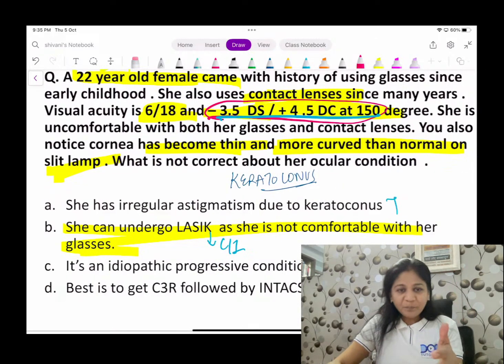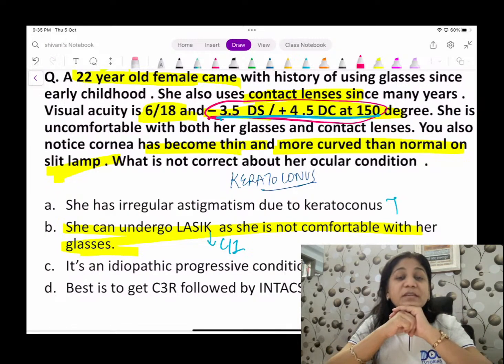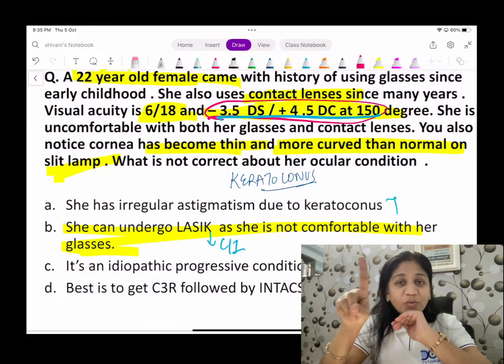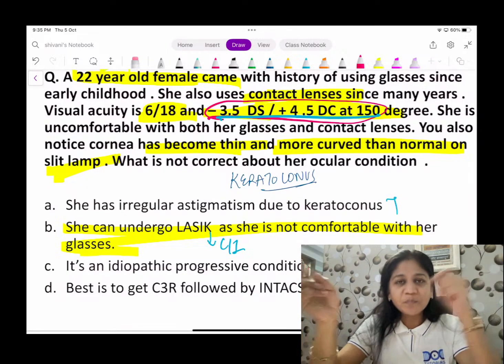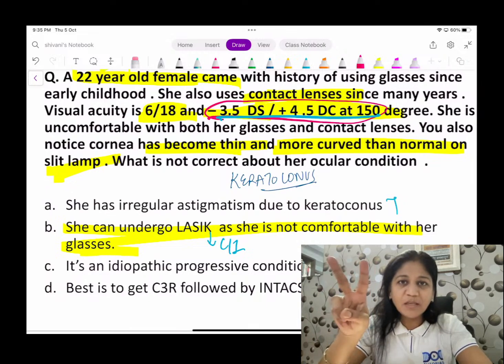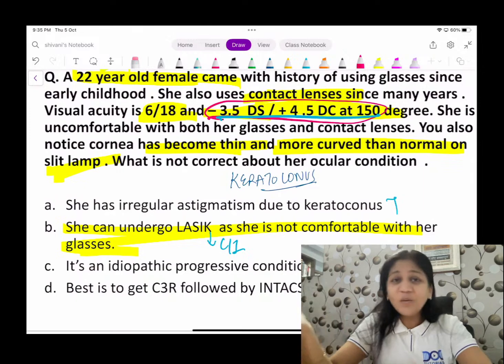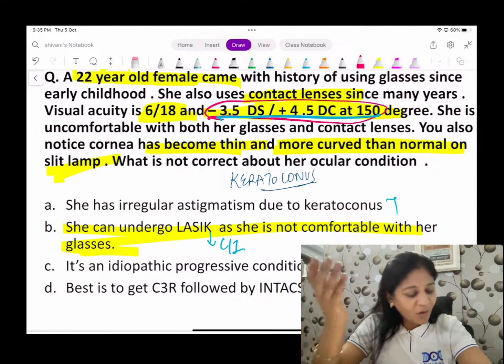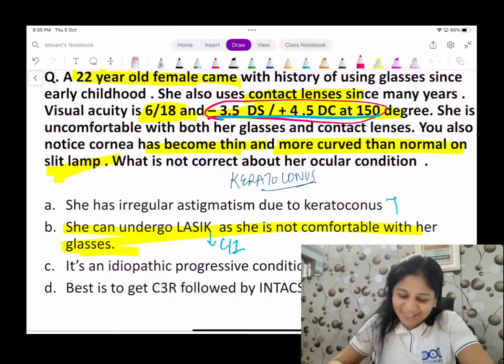I hope you know that LASIK is absolutely a contraindication in patients of keratoconus. There are two reasons. First, the power is not stable. What power are you targeting? Second reason why we can't do LASIK here is that the cornea is already thin. You can't do LASIK in a thin cornea. All right, friends? Okay, so this is the case.